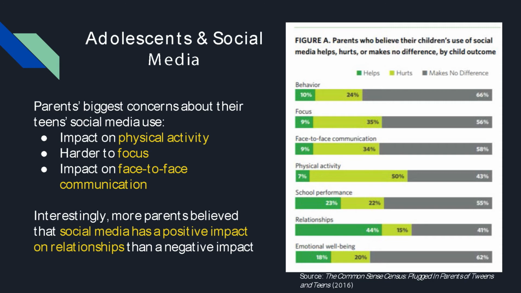So the parents' biggest concerns about their teen's social media use are in the areas of physical activity, making it harder to focus, and impact on face-to-face communication. Interestingly, on that last point, more parents believe that social media has a positive impact on relationships than a negative impact. I think that really highlights the complex nature of social media and how hard it is to tease apart the benefits from the risks, and we'll talk more about that. But this is what parents think, which certainly isn't nothing, but what do we actually know from the research?